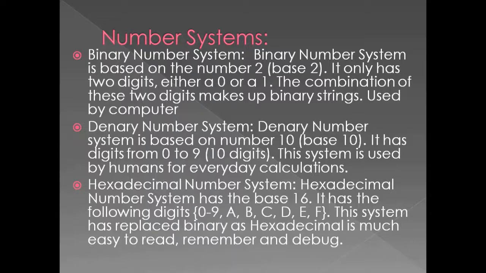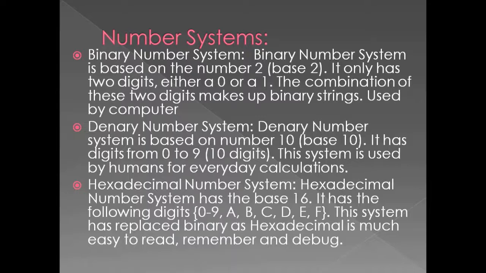Then we have the denary number system. It is based on the number 10, or it has the base 10, because it has the digits from 0 to 9. So 1 to 9 makes up 9 digits, and 0 is the 10th digit. This system is used by humans for everyday calculation. For your everyday maths all around the world, we use this system.